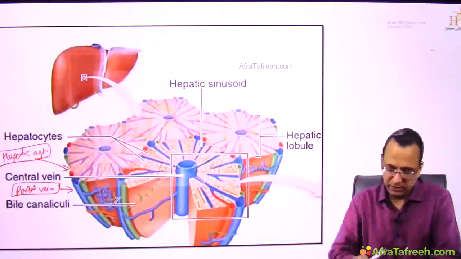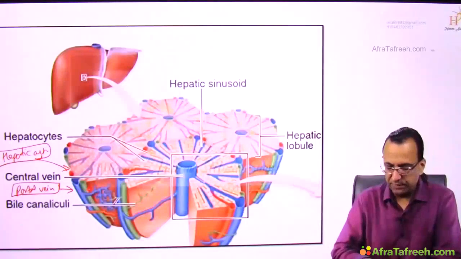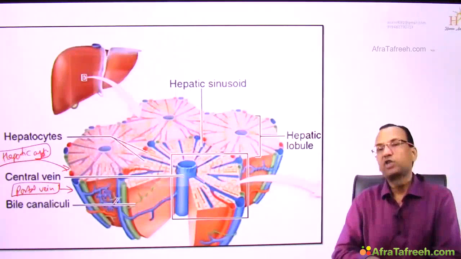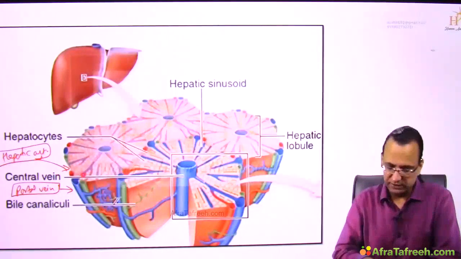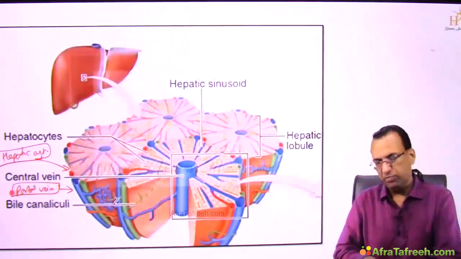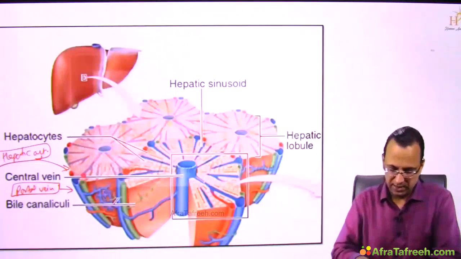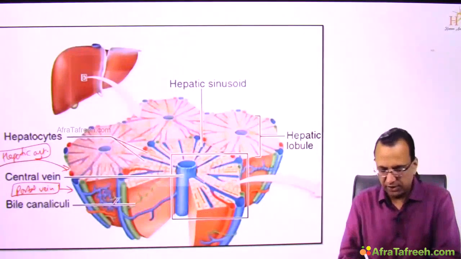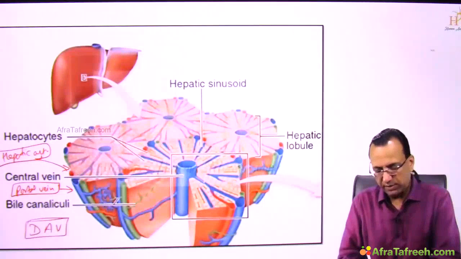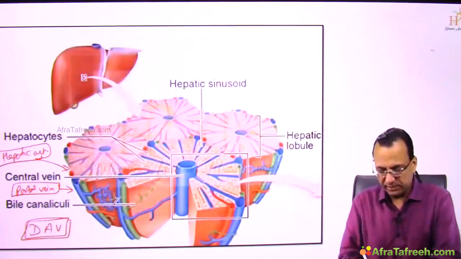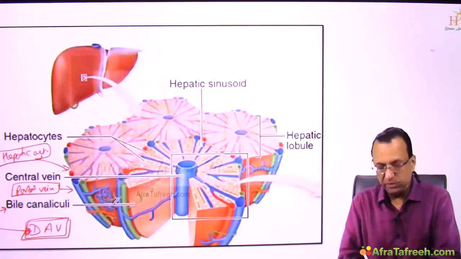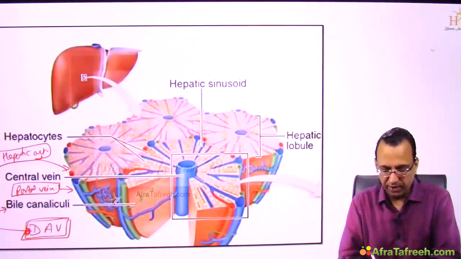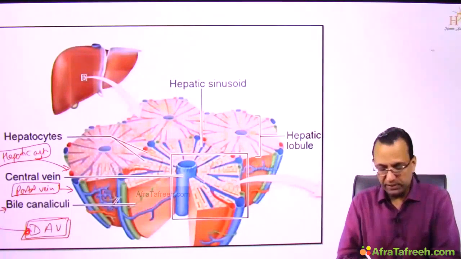So what is this? This is actually the portal triad, and in the portal triad you will find a branch of hepatic artery bringing the oxygen, and then a branch of portal vein bringing the nutrients. And what is this green color for? Actually it is the DAB structure. And what is the full form of DAB? D is the duct, bile duct. A is the artery, hepatic artery. V is the vein, portal vein.